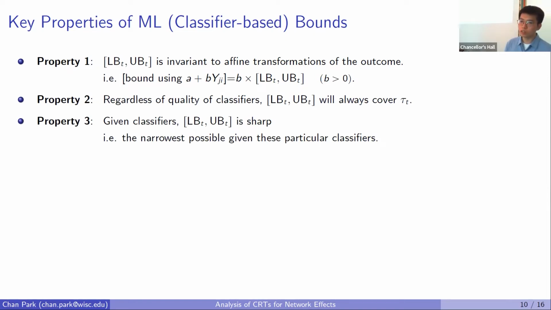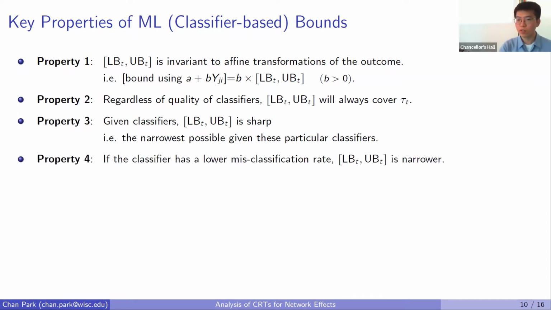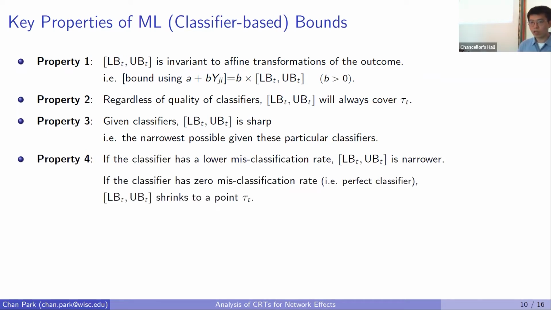That is, it is the narrowest possible given these particular classifiers. However, if you use a better classifier, that is, if the classifier has a lower misclassification rate, then our bound is getting narrower and narrower. And in the extreme end, if the classifier has zero misclassification rate, which means the classifier is perfect, then our bound shrinks to the point which is the true network effect. In that case, you can point identify the effect.